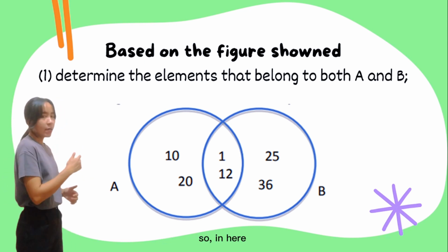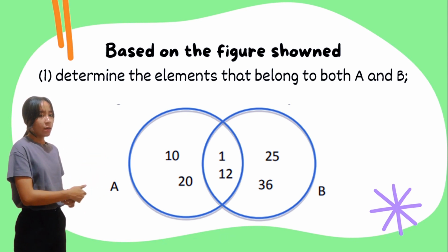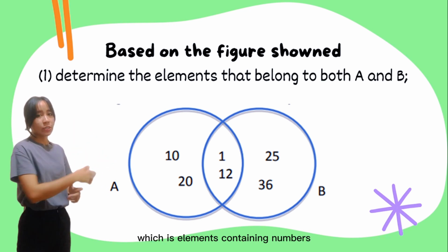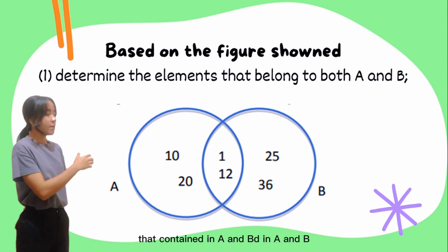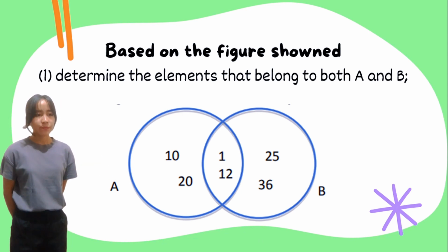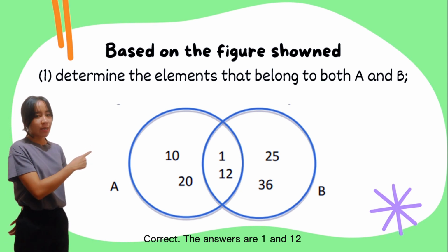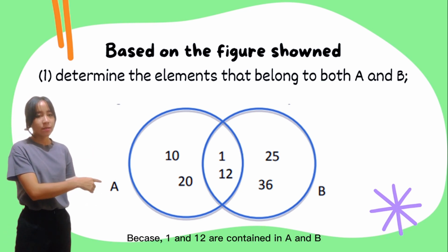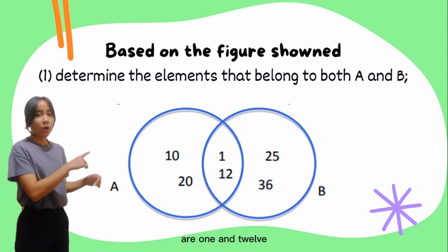So, what are the elements that are found in both A and B? The elements are the numbers inside the Venn diagram. Okay? What is the answer? So, correct. The answer is 1 and 12, because both A and B have them. So, the elements that belong to both A and B are 1 and 12.